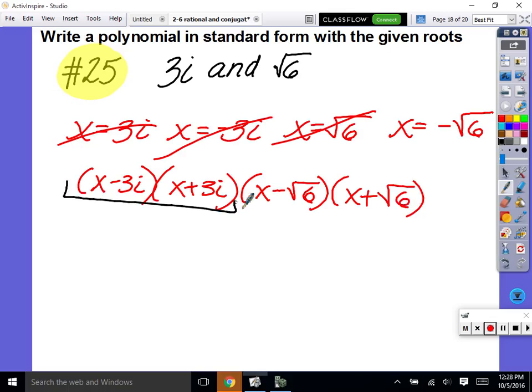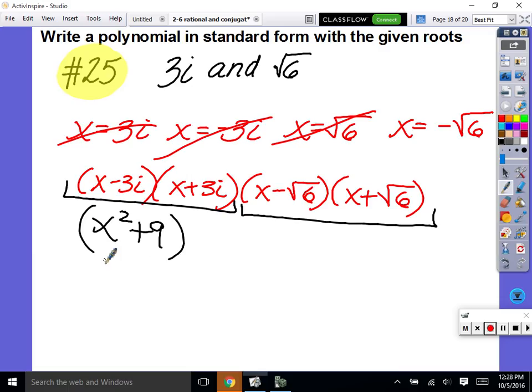Take my suggestion. Multiply the conjugates together. Let's focus on the imaginaries. We just did one with this exact thing, right? We distributed this exact thing a second ago. Didn't we get x squared plus 9? Okay. Let's distribute this one, though, because we haven't done that before.